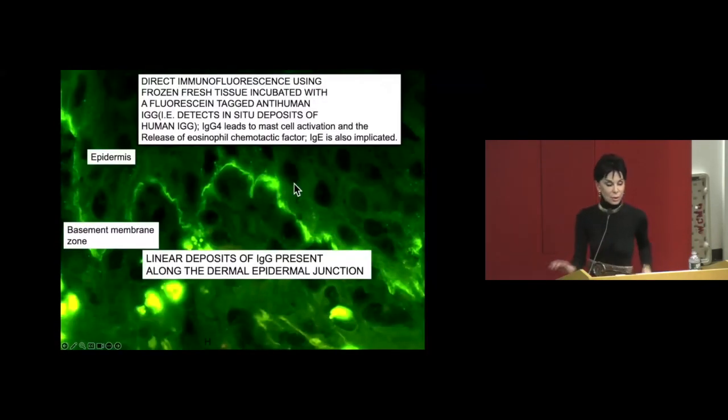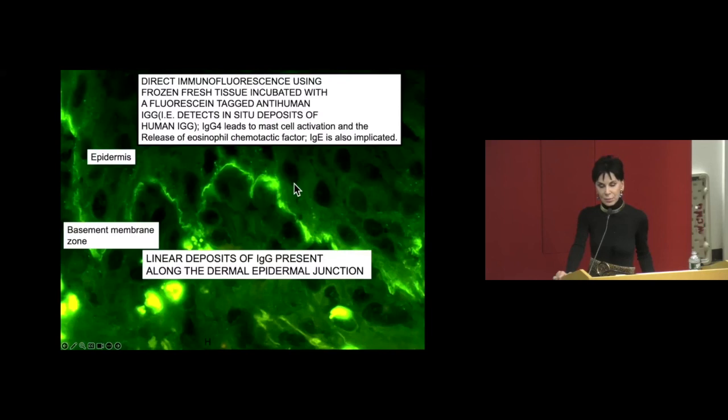So what is its etiologic basis? Well, it's basically a Gell-Coombs type 2 immune reaction where an antibody is recognizing the basement membrane zone as antigenic. And we can highlight that antibody through a technique referred to as direct immunofluorescence. With direct immunofluorescence, we use frozen fresh tissue that is incubated with a fluorescein-tagged anti-human IgG, and that will detect the in situ deposits of human IgG.